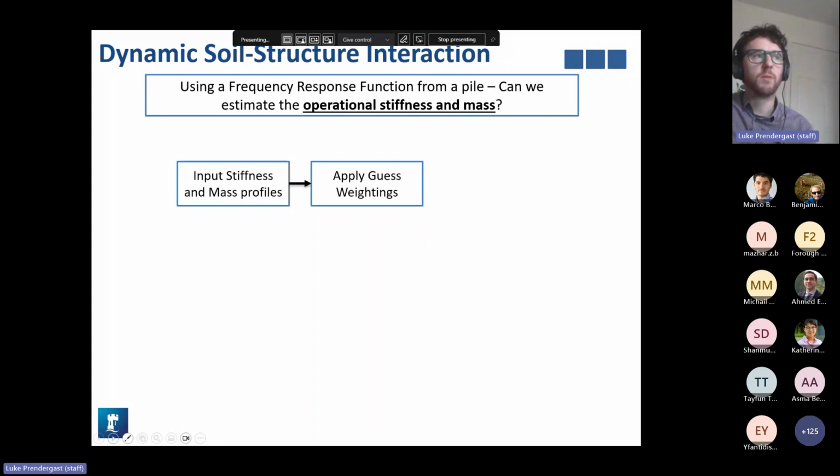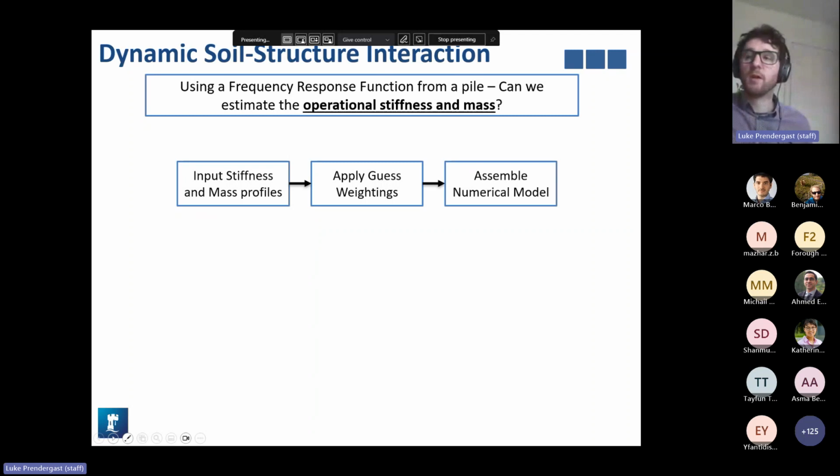So this is the part where we apply guess weightings. Now, weightings are where we weight the profile of stiffness and mass to give us a starting estimate in a model updating approach. The stiffness weighting is 1 initially, so we assume that our initial guess for our operational stiffness is correct. And the mass weighting is an arbitrary number between 0 and 30 times the pile mass. So 30 is arbitrary. We use that based on the findings from the analysis.